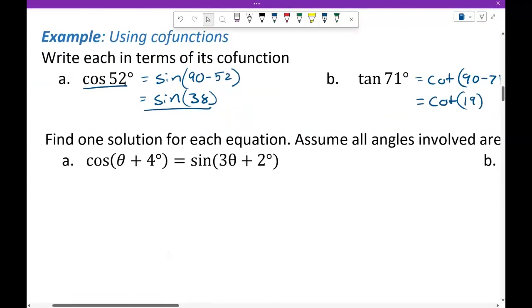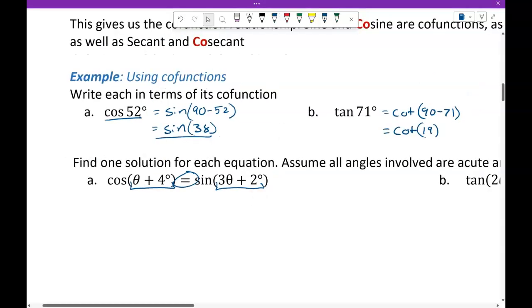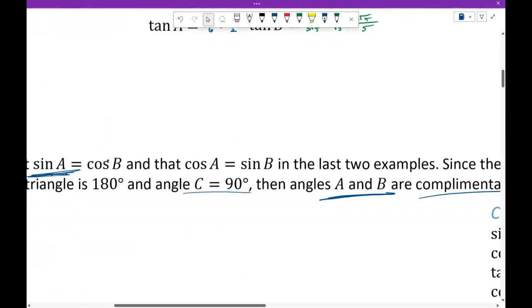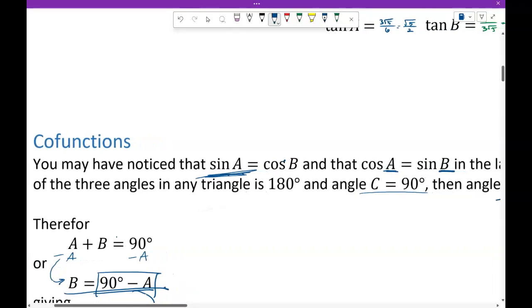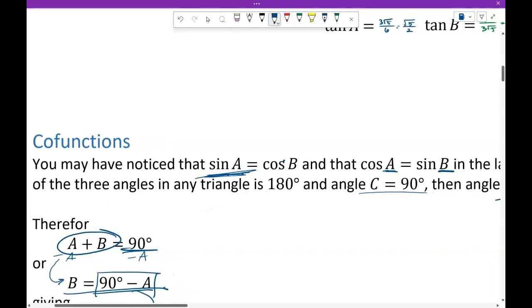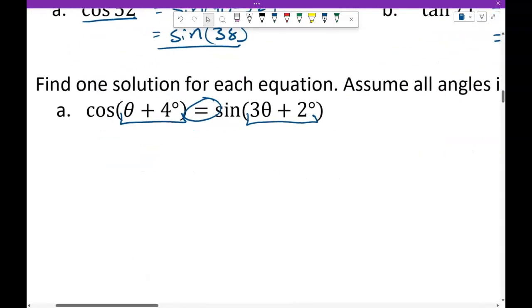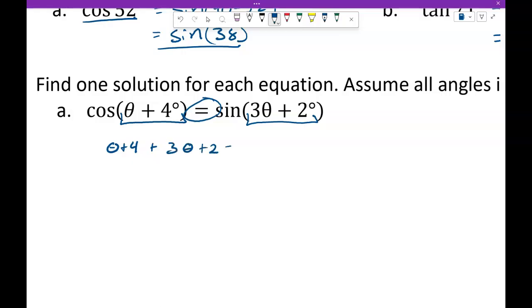Now, if we have these equations where cosine of some angle equals sine of another angle, in order for this equation to hold true, in order for cosine of something to equal sine of something, if we consider the relationship up here, then we know that A and B have to be complementary. So we can take the two angles, theta plus 4, and add them to 3 theta plus 2, and since they're complementary, they have to add up to 90 degrees. So we can combine like terms.